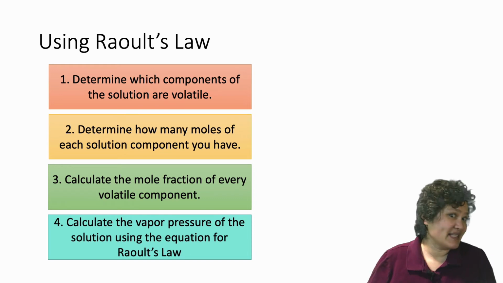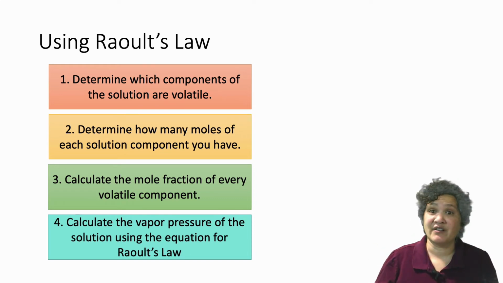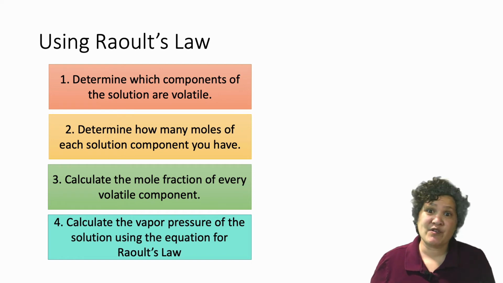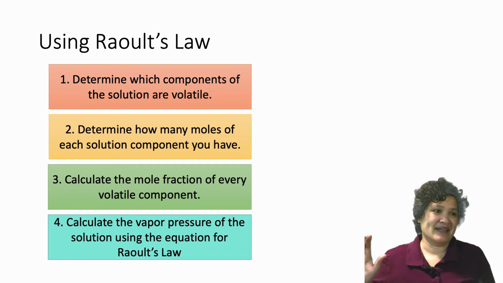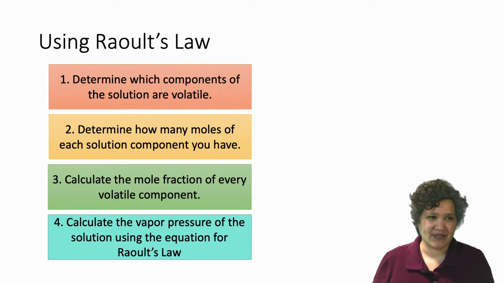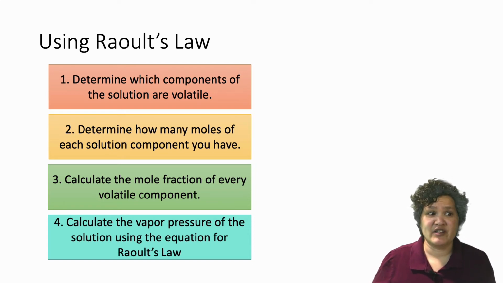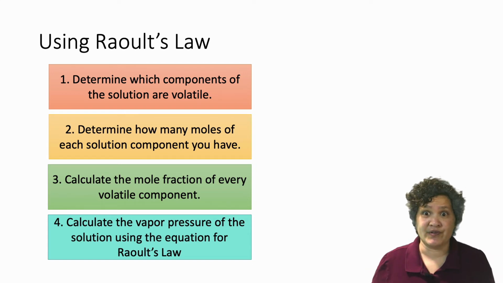Because the next thing you're going to do is calculate the mole fraction of every volatile component. Remember, to do the mole fraction, you have to know the total number of moles in the mixture. And so that's why you need the moles of non-volatile components. And then the last thing you're going to do is take those mole fractions and plug them into Raoult's law.